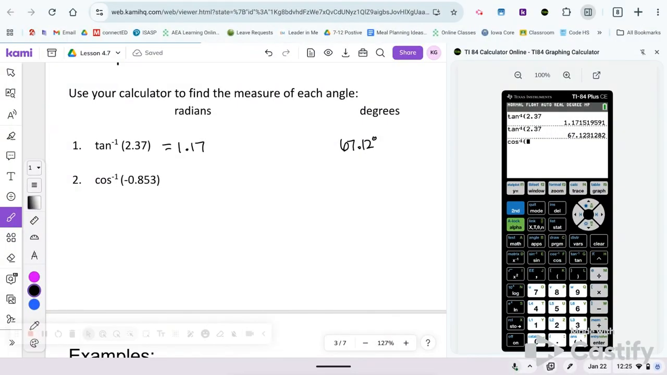Same thing for the inverse cosine. Right now I'm currently in degrees. So I'll put it in, and it's 148.54 degrees. Change the mode to radians. The same thing would give me 2.59 radians.